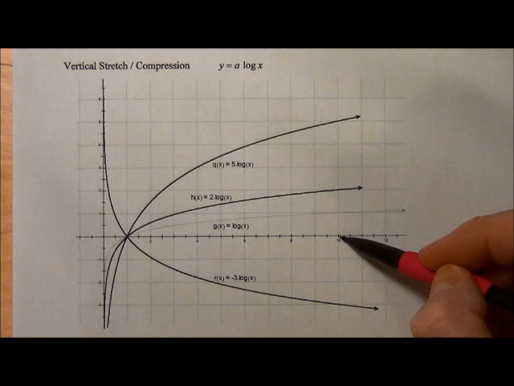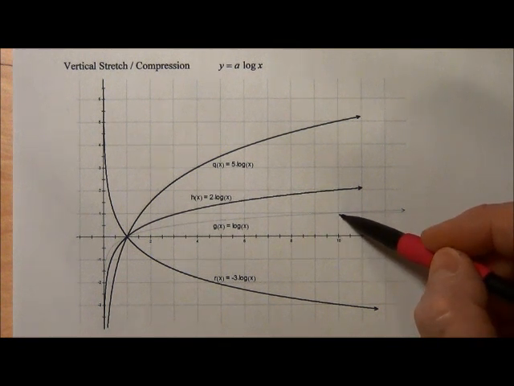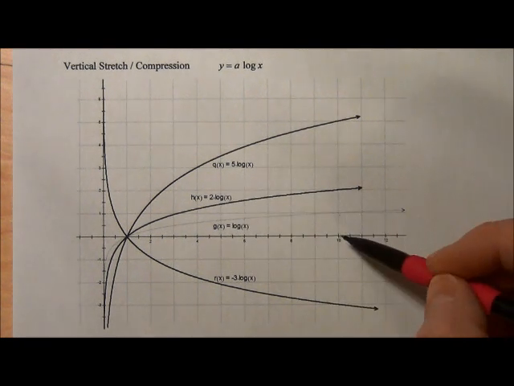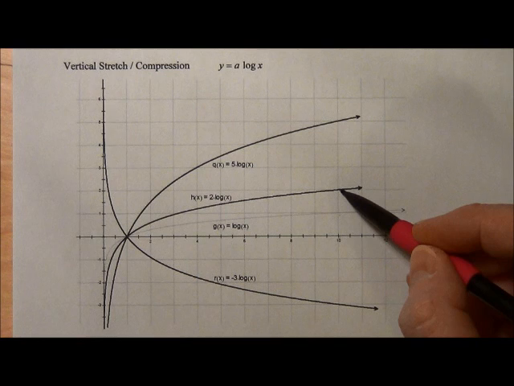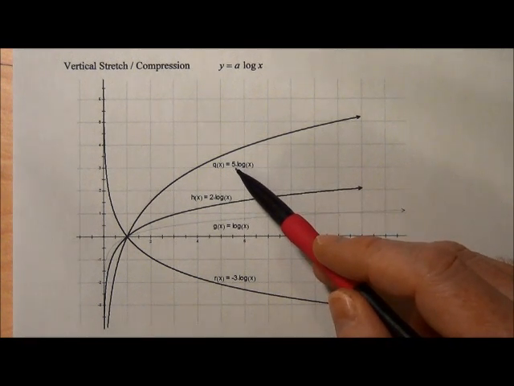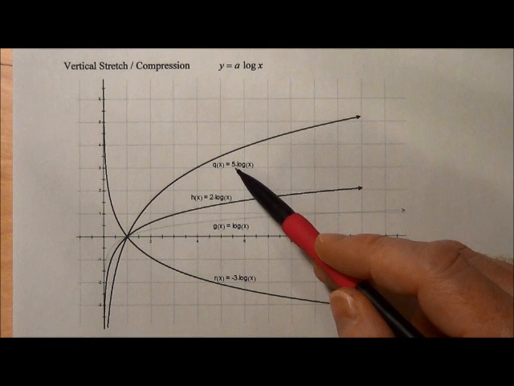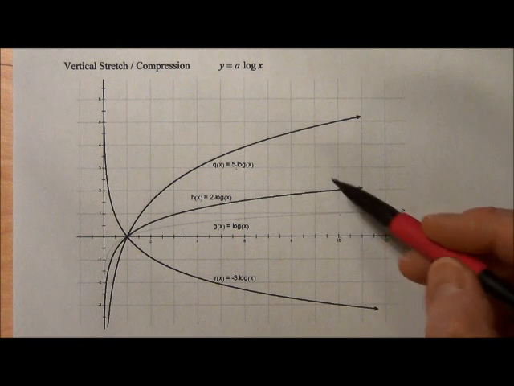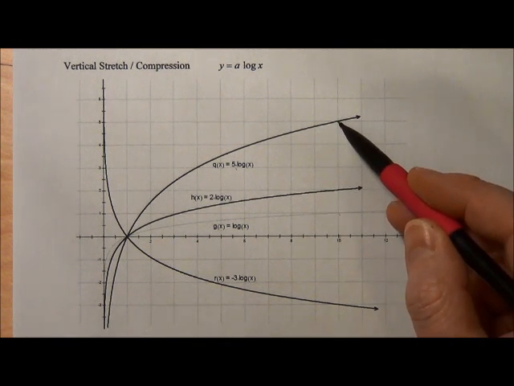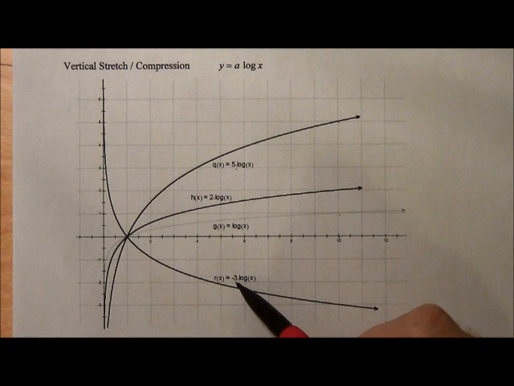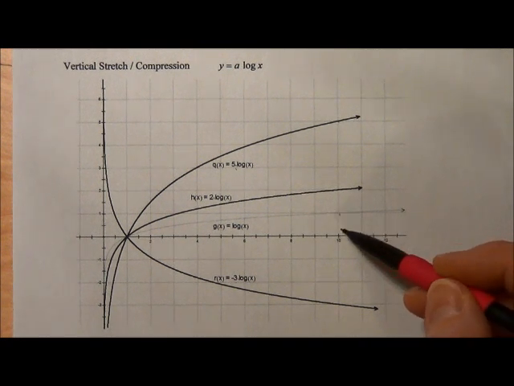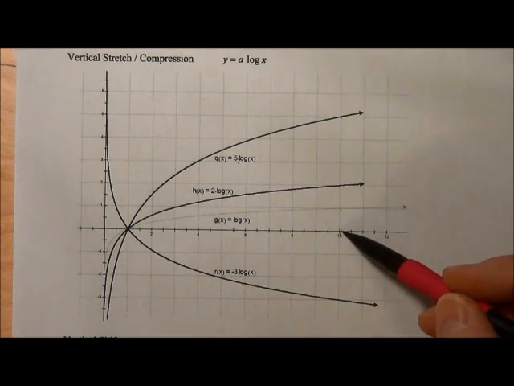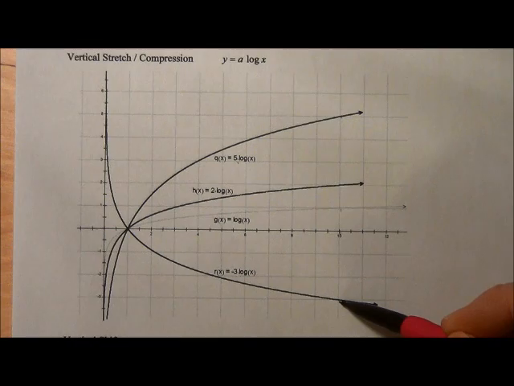So one of the more pronounced ones would be when x equals 10, y equals 1 for the original. Then in this case, for the transformation multiplying by 2, when x equals 10, y equals 2. Same thing goes for this other function, y equals 5 times log x: when x equals 10, the original y equals 1, but on this transform function, when x equals 10, y equals 5. And with negative 3 times log x, again, when x equals 10, y equals 1 for the original. For the transformed function, when x equals 10, y equals negative 3.